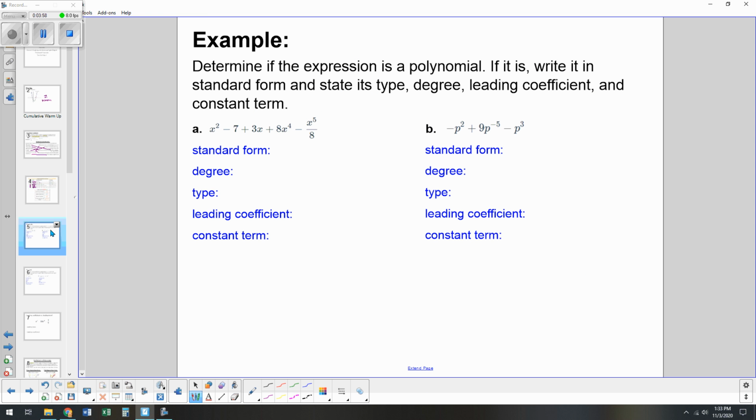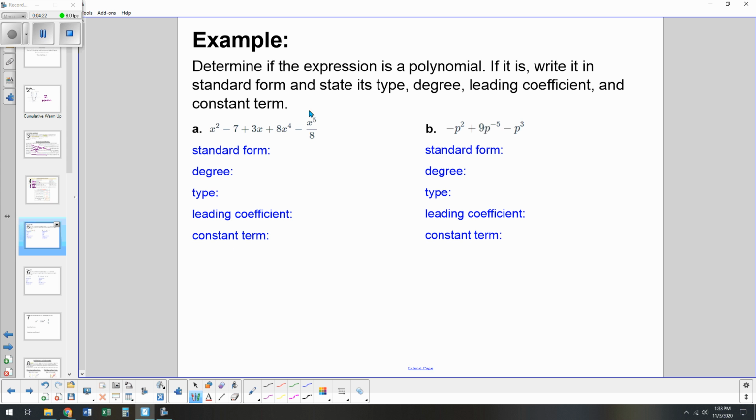So we're going to go ahead and classify these, right? Determine if it's a polynomial, and if it is, we'll be able to answer all those things. So when I look here, I don't have any negative exponents. I don't have any decimal exponents. Even though I have a fraction, the variable's on top. So everything here works for a polynomial. So I can go ahead and answer these questions.